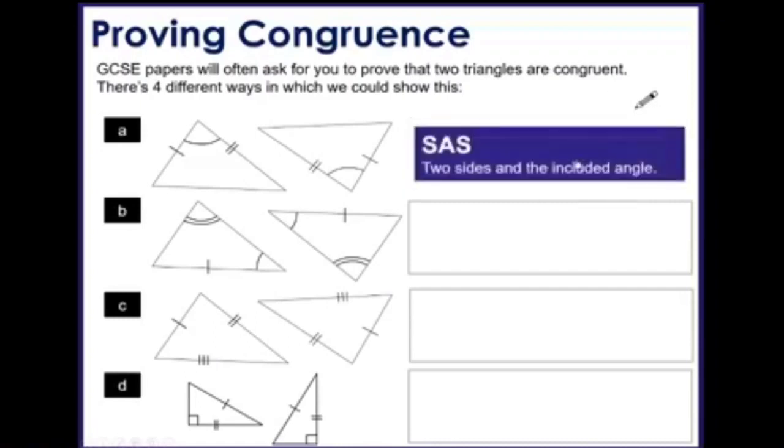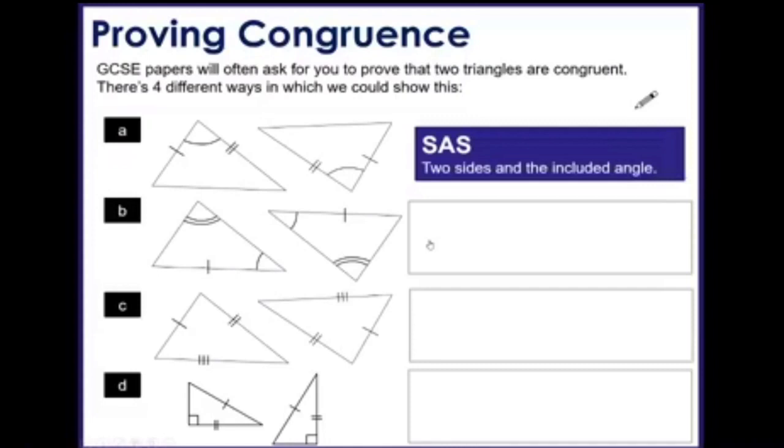So the answer there is congruent, using the side-angle-side, two sides and the included angle. As you can see, you are given two pairs of congruent sides and a pair of included angles. So you can prove that these triangles are congruent using the SAS. Proceed now to letter B.